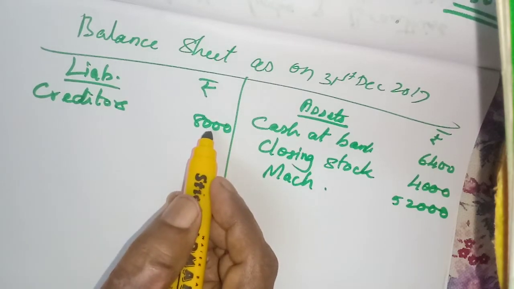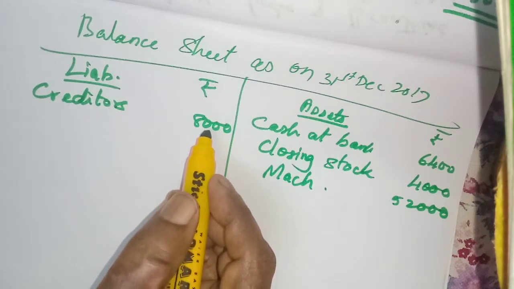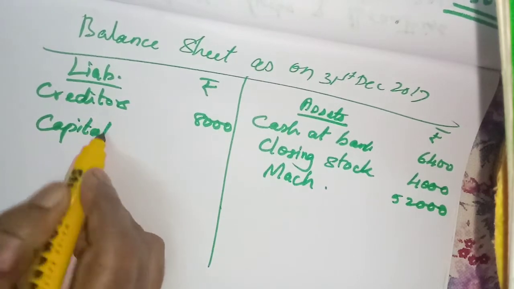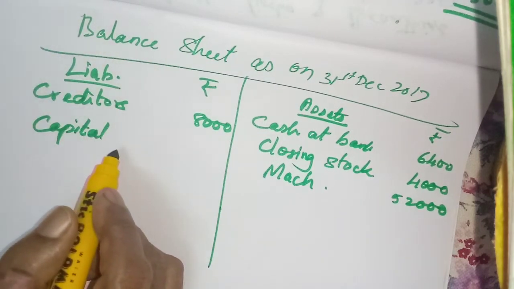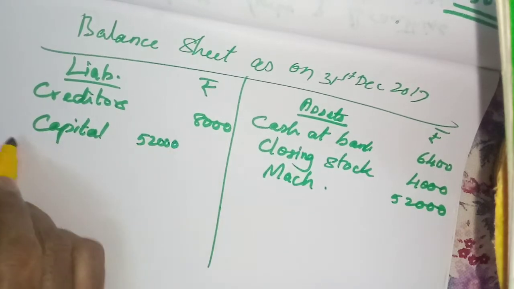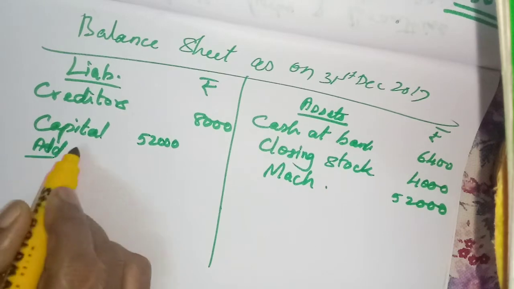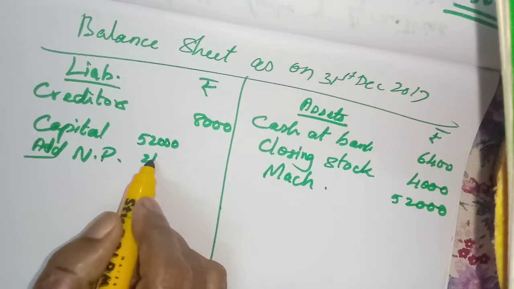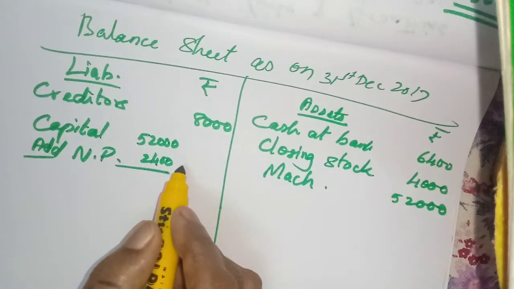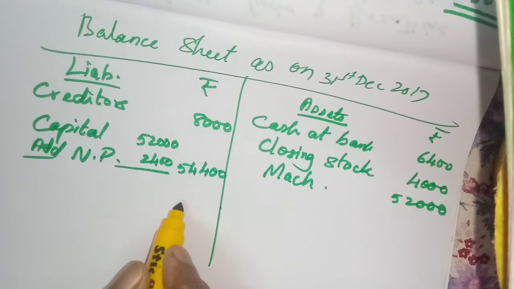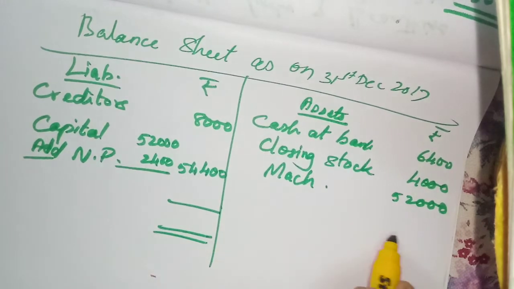Then sales, purchases entered, salary entered. Now capital. Capital we need to add net profit. Okay, so capital is 52,000. In the inner column you write add net profit. Net profit how much? 2,400. So 54,400. That's all, isn't it? We will add and check.